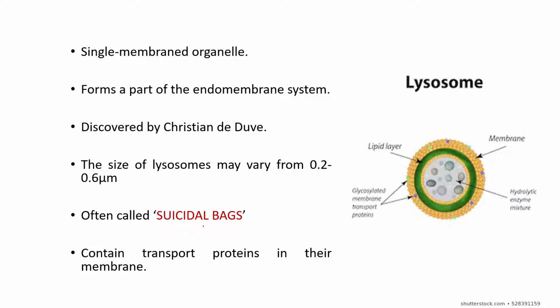Now, what is the endomembrane system? The endomembrane system, as we discussed in the last two lectures, is a system of continuous membranes which starts from the nucleus, goes on to the ER, Golgi, lysosomes, and so on. So all these organelles, the nucleus, ER, RER, SER, Golgi, lysosomes, all of these form a part of the endomembrane system.